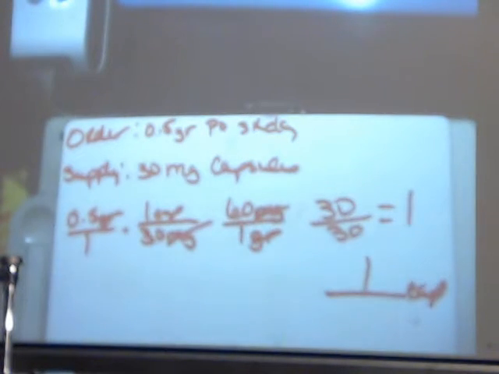It is important to put 1 capsule, 1 tablet, 50 milligrams, 50 milliliters. Be sure that you put your unit of measure there, because if you don't, part of your problem will be wrong.